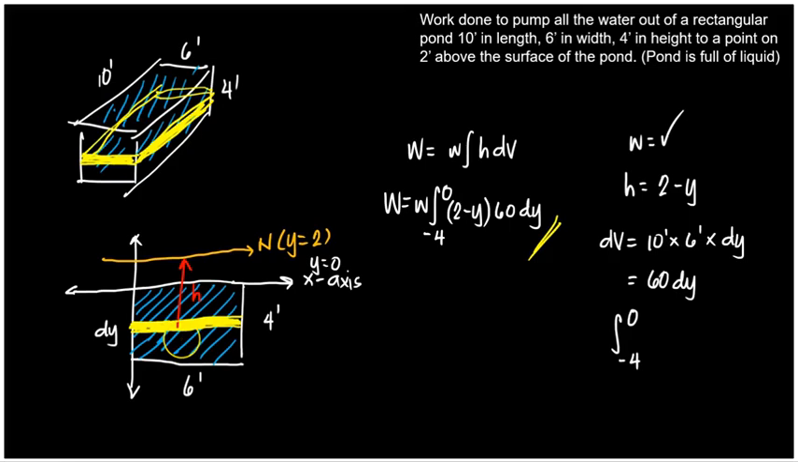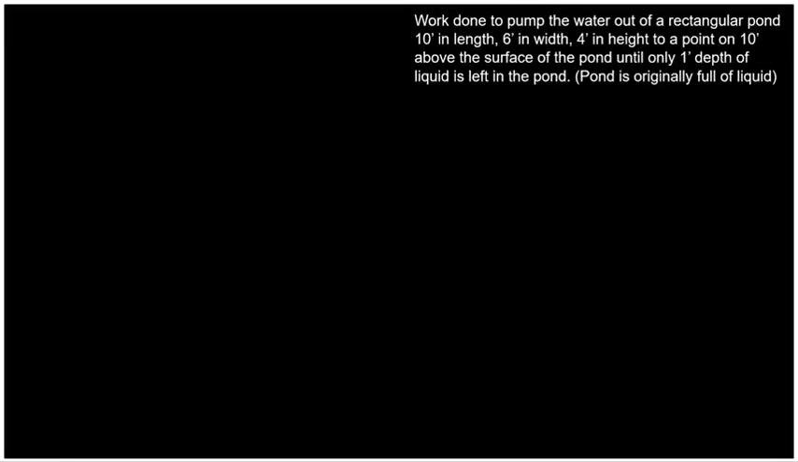Let's try another question. Work done to pump the water out of a rectangular pond, 10 by 6 by 4 still, to a point 10 feet above the surface of the pond until only 1 foot depth of liquid is left in the pond.